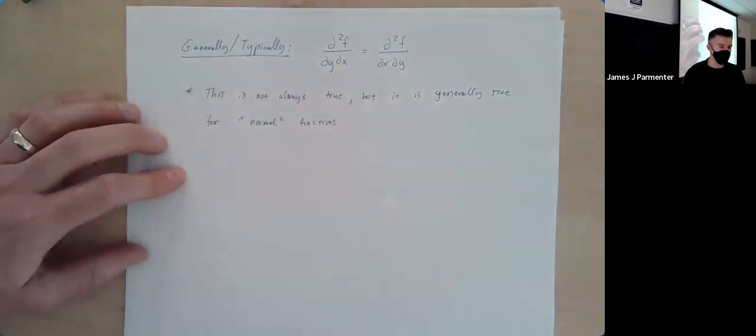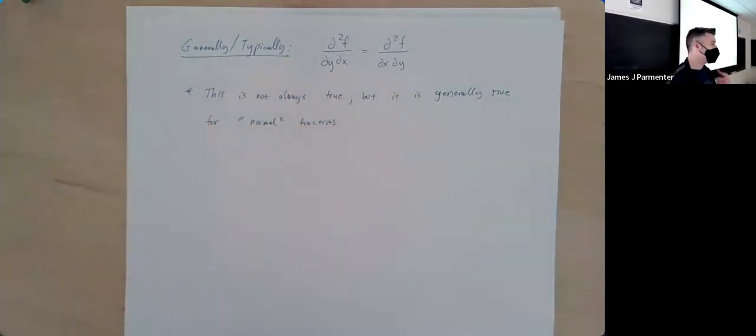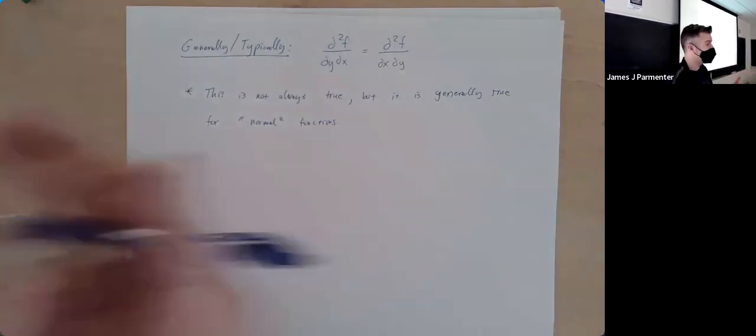What do I mean by normal? I mean something that isn't contrived. Basically, anything that looks like just f of x comma y equal to some powers of x, or sine or cosine, is going to meet this criteria.